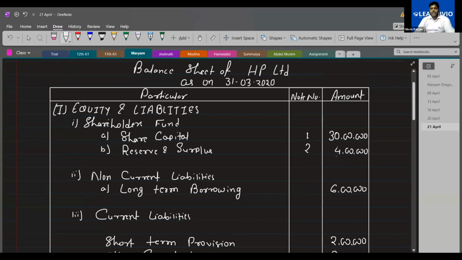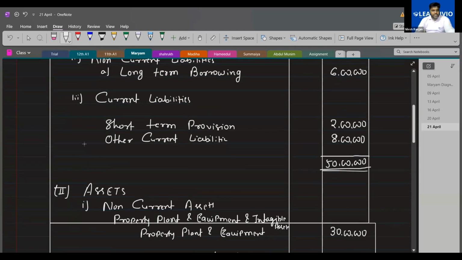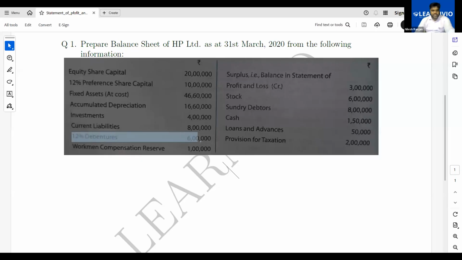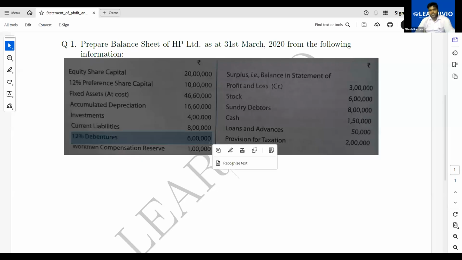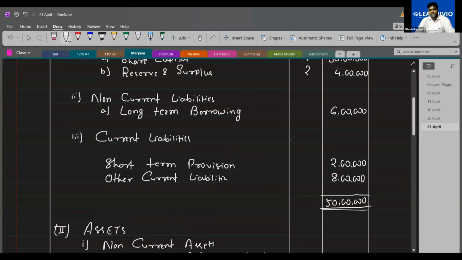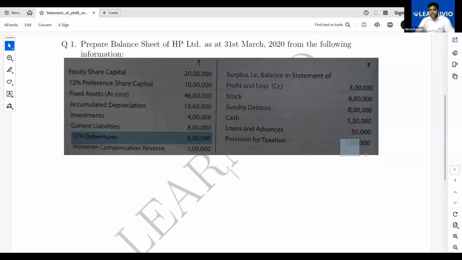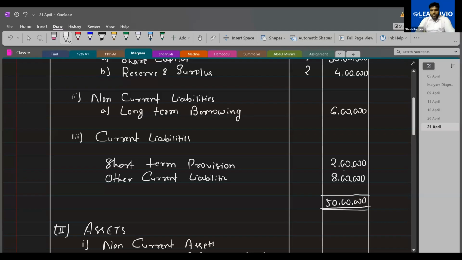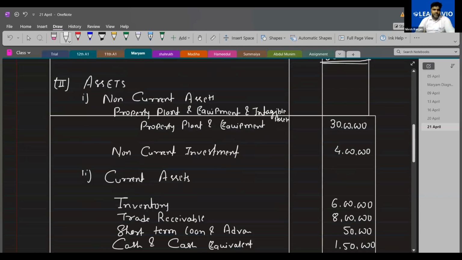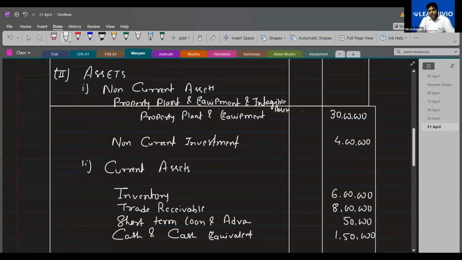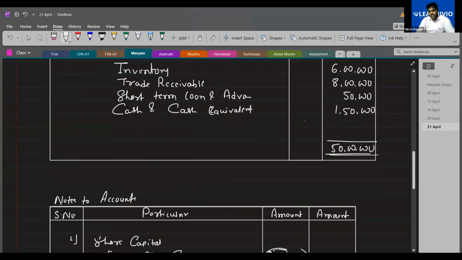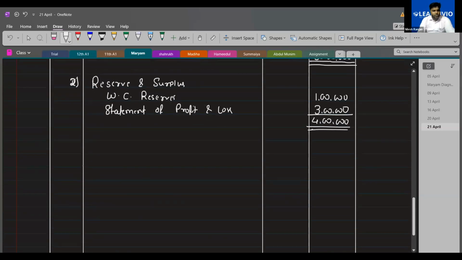In long-term borrowing, there is only one item. That's why there is no note required. 6 lakh. Short-term provision, there is only one item. No note required. Current liabilities, 8 lakh. No note required. So for all these, there are no notes. Now, property, plant, and equipment. We will give note number 3 to this.